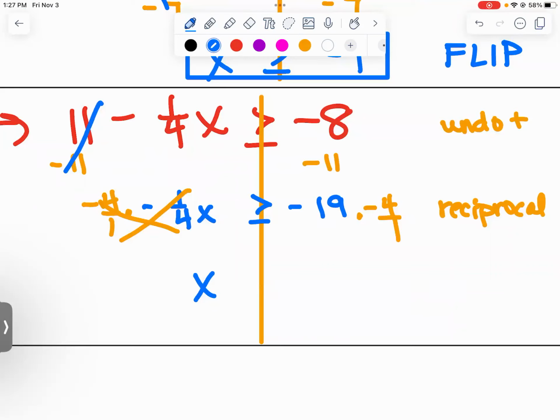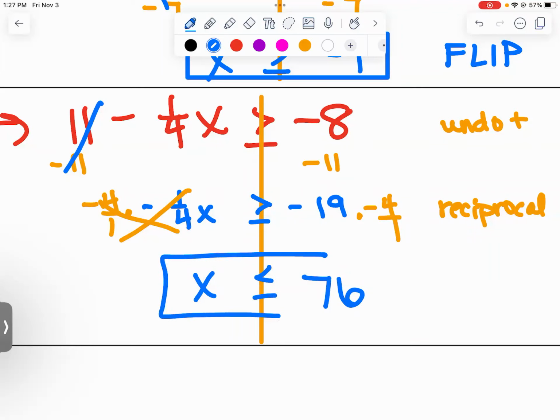I need you to stop talking. 76. What's a negative times a negative? Positive. A positive. Oh, it's a negative, sorry. Okay. What about my sign? Really? We have to flip it. We multiplied by a negative. So we need to flip the sign.